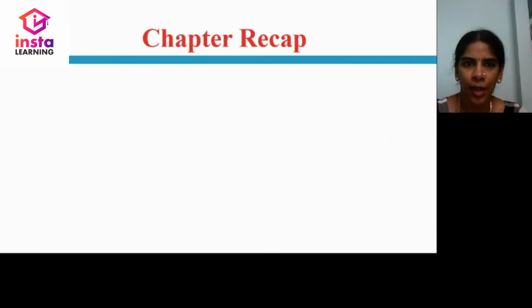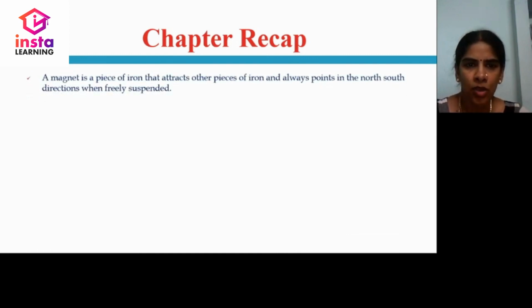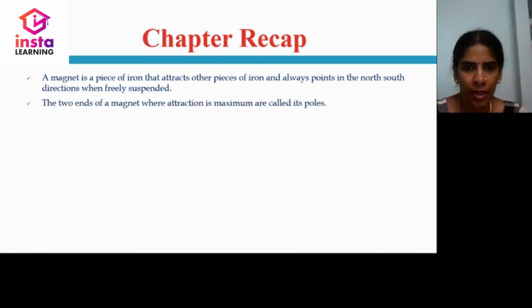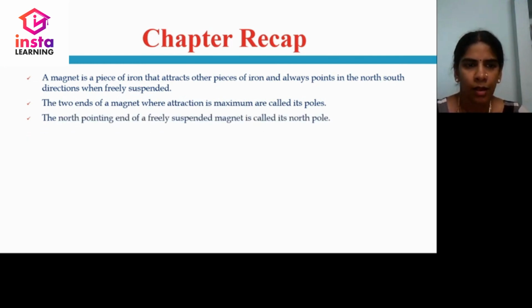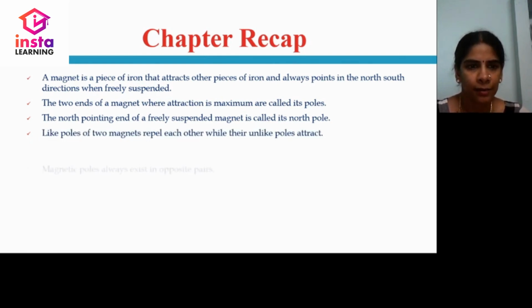Let us have a chapter recap. A magnet is a piece of iron that attracts other pieces of iron and always points in the north-south direction when freely suspended. The two ends of a magnet where attraction is maximum are called its poles. The north pointing end of a freely suspended magnet is called its north pole. Like poles of two magnets repel each other while their unlike poles attract. Magnetic poles always exist in opposite pairs.